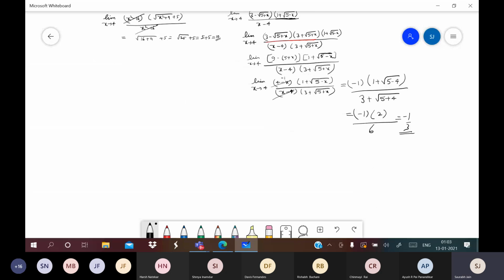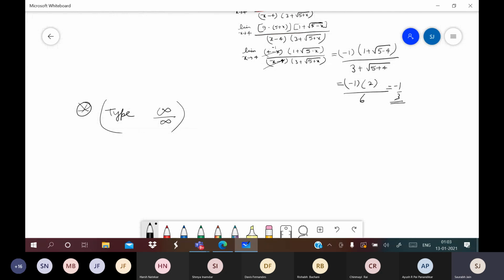Okay, then sometimes there will be a type of question when I write infinity by infinity. Okay, try to understand this. When I write infinity by infinity, I mean that the numerator and denominator, both of them are tending to infinity, and we are trying to evaluate the limit based on such type of questions.